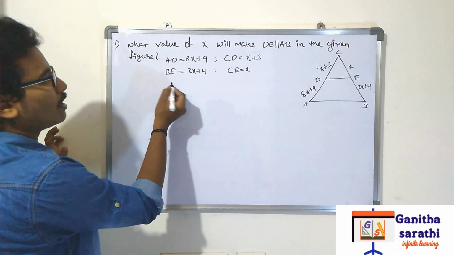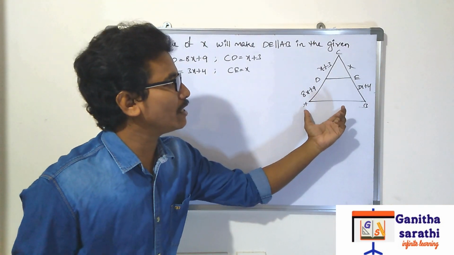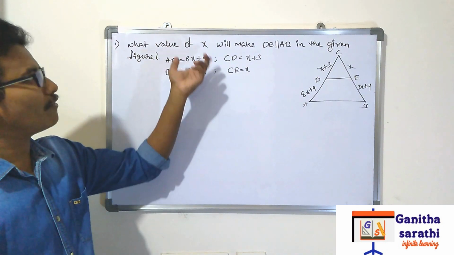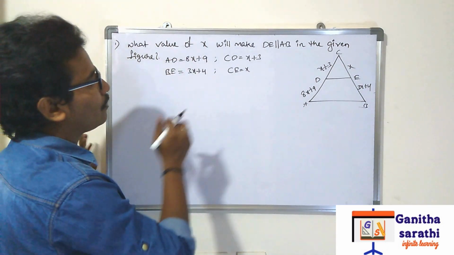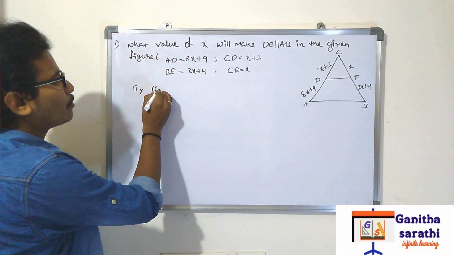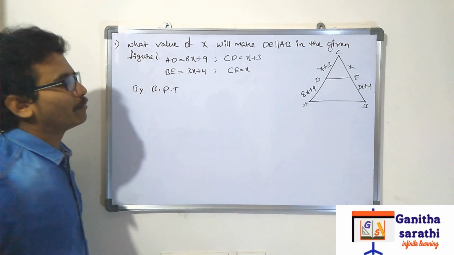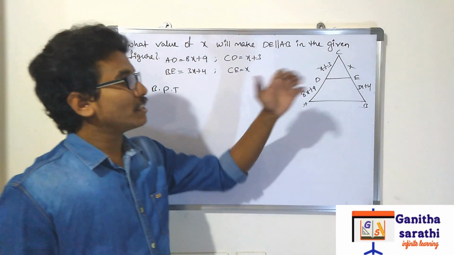Okay. So what is the given information? This is the triangle and DE is parallel to BC. He is giving some values. We have to find the value of what? X. Okay. Now see how we will find the value of x. We all very well know that by the basic proportionality theorem, BPT means nothing but basic proportionality theorem. What is the statement?